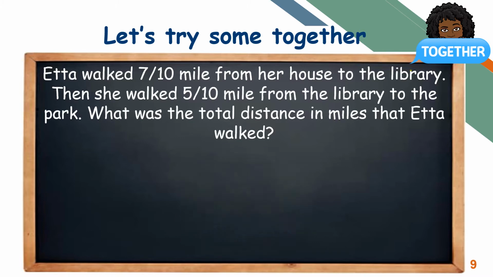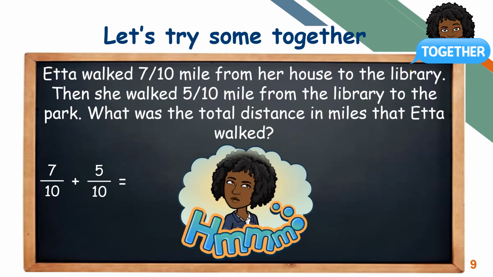Since the problem is asking about total distance, we know we are going to add 7/10 and 5/10. You can always use a model to help you see the fractions better, and remember the denominator doesn't change. Take some time to draw a model to help you add, or just add the numerators and leave the denominator the same.